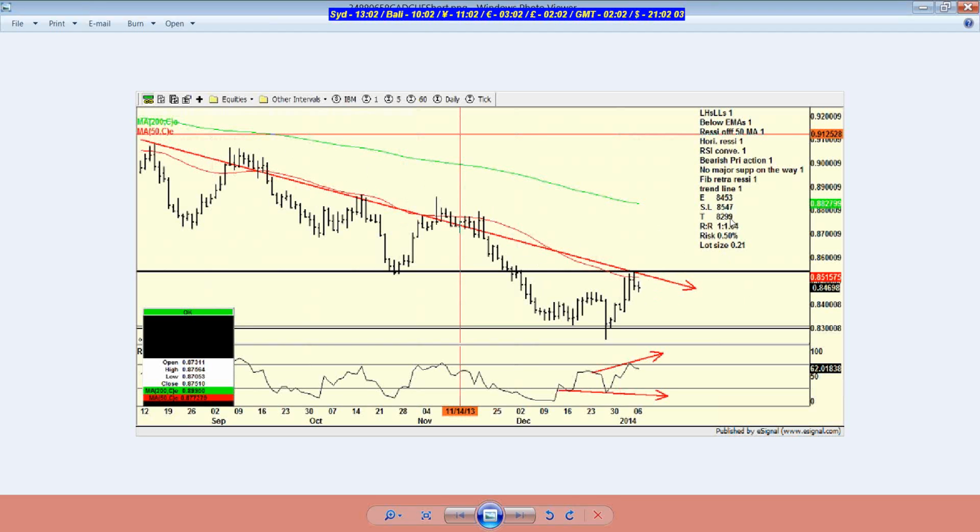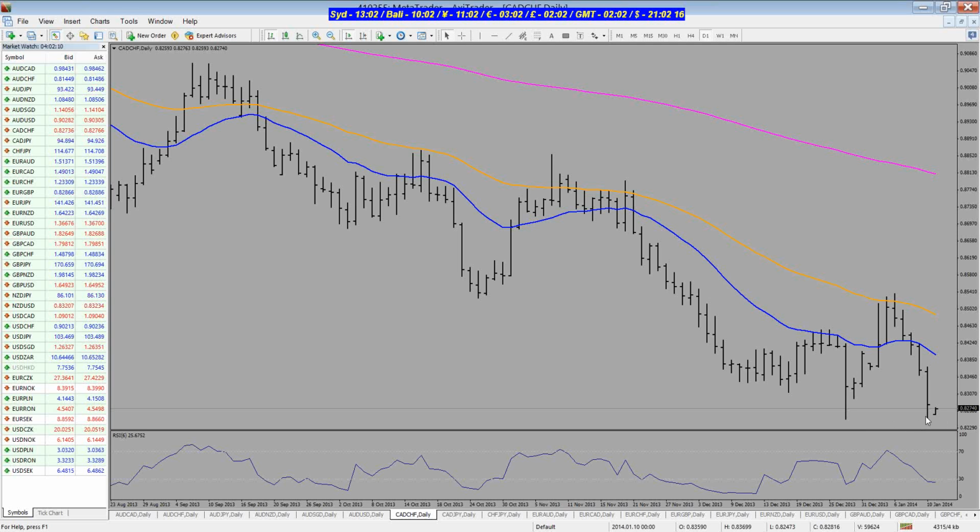Risk target of 82.99. Risk of 1 to 1.64, 0.5%, lot size 0.21. You should have got that because it got to 82.99, didn't it? Yeah, I got to 82.47. So it was a good trade.